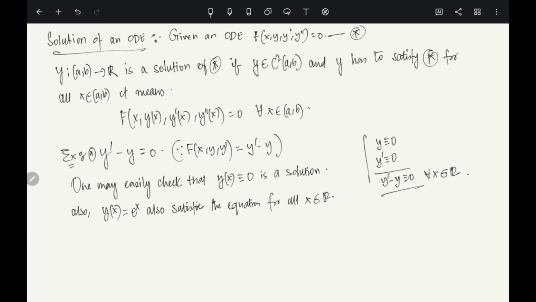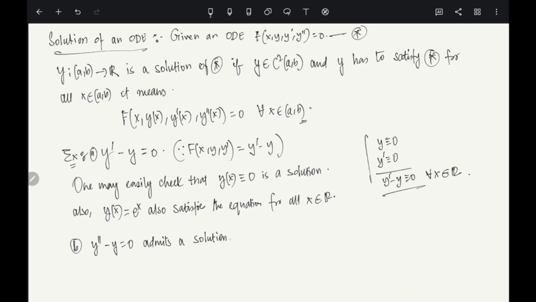Okay, right? And now one thing I need you to check. Please check that y double prime minus y equals 0 admits a solution. You do realize that exponential x will be a solution. Can you find any other solution? And the thing is, solution in this sense. First of all, of course, you do realize exponential is a solution. So this you have to check.